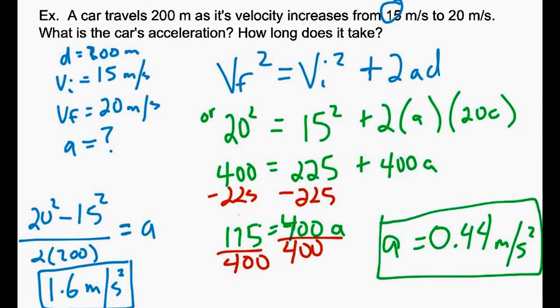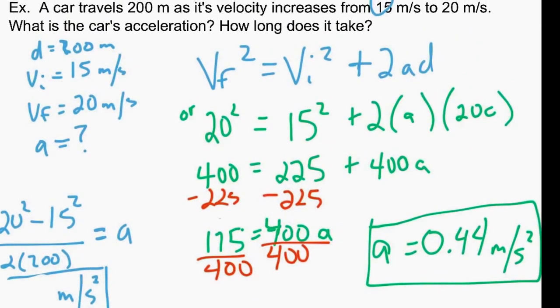Okay, I think I screwed up on the first version, so let me go back over to this blue one and redo this calculation. So 20 squared minus 15 squared, hit equals, divided by 400 gives us 0.43. Yeah, so I just made a calculator mistake on this one over here. We should have had the exact same answer, 0.44.